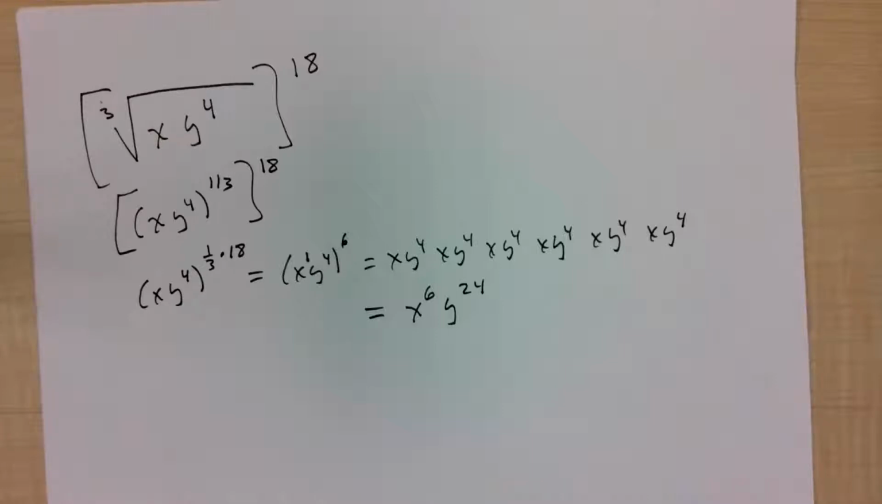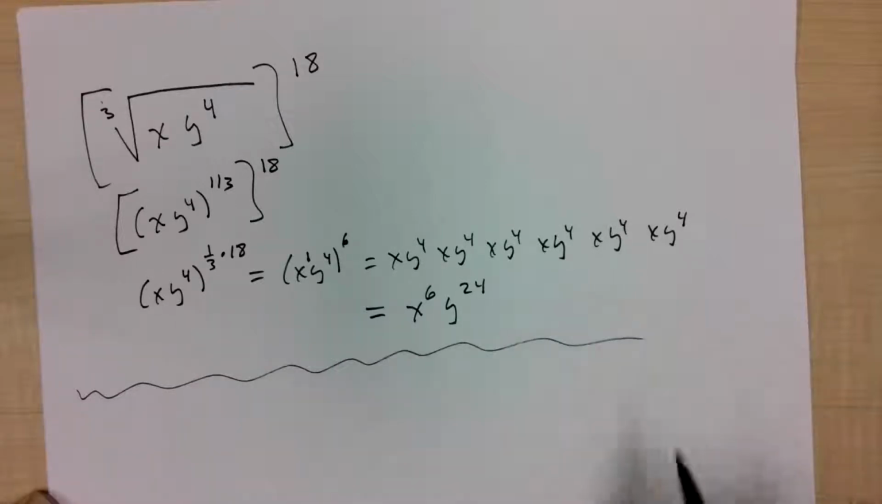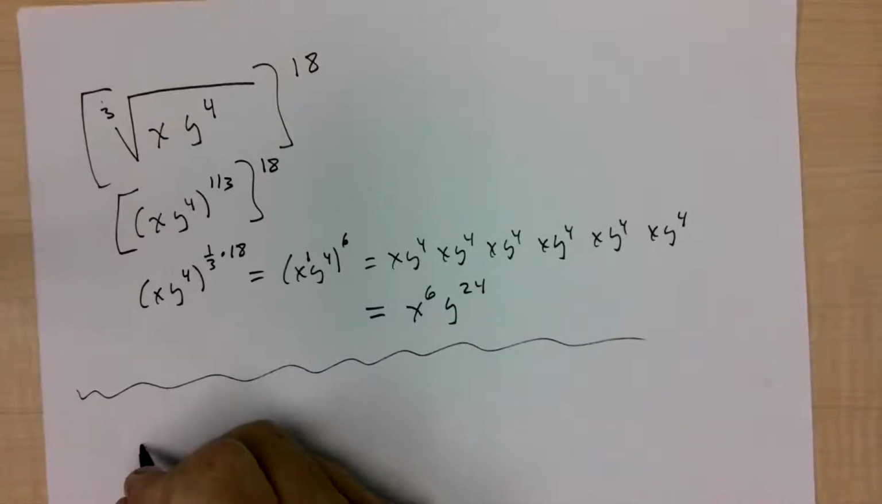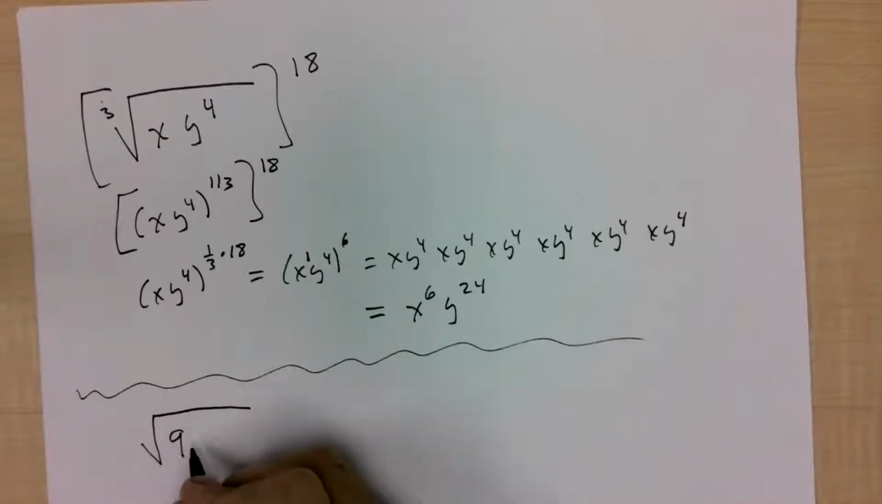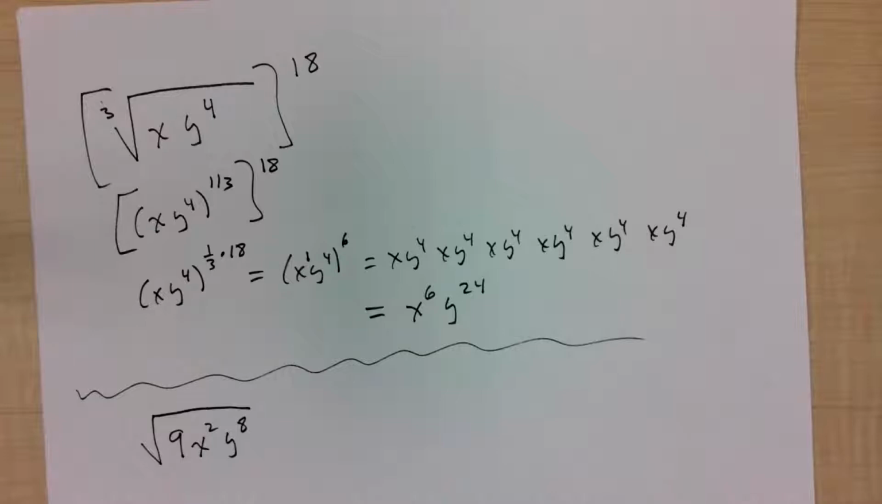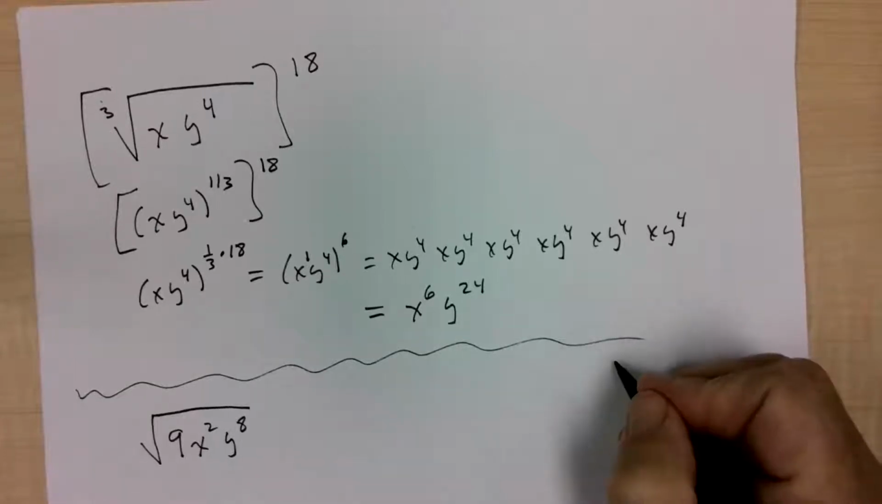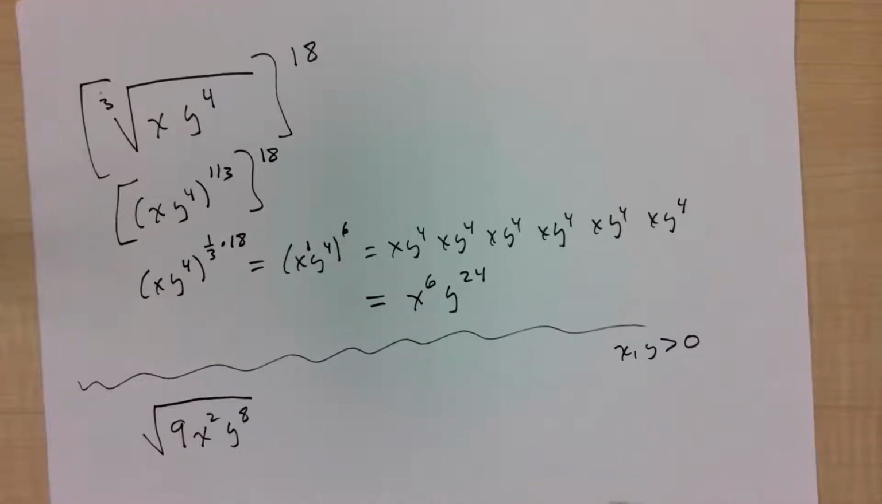If you have a situation like this, like the square root of 9x squared y to the 8th. Again, important to recognize that we are saying that x and y are all positive numbers, so we don't need to concern ourselves with the absolute values. X and y are greater than 0 here. So what can I say about this problem?